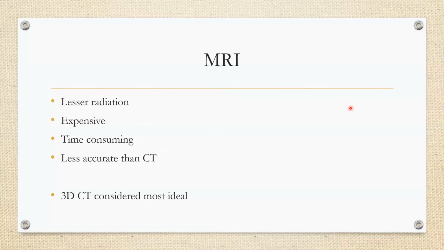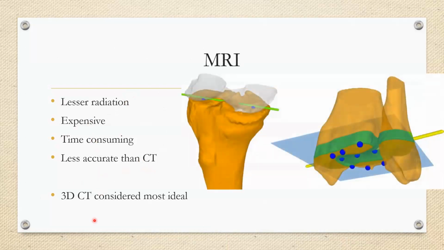MRI can also be used, the only advantage being lesser radiation, but it is more expensive, time consuming, and more importantly, it is less accurate in determining bony landmarks compared to CT. Hence, it is not routinely recommended. The most ideal method for measuring torsion, rotational deformity, is 3D CT.